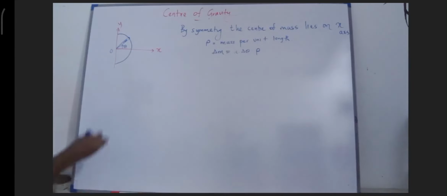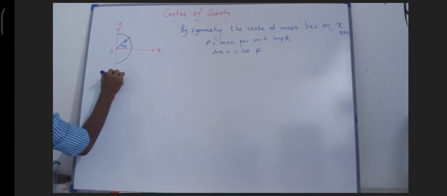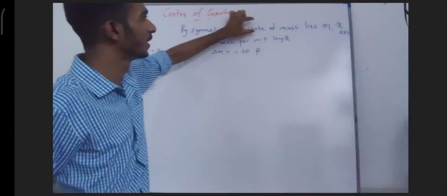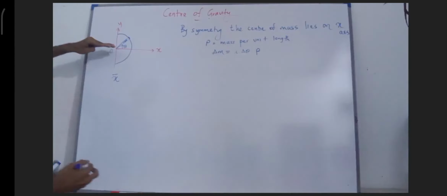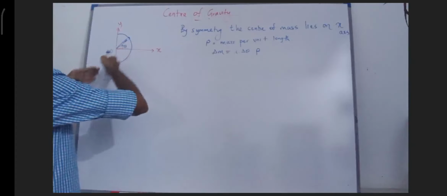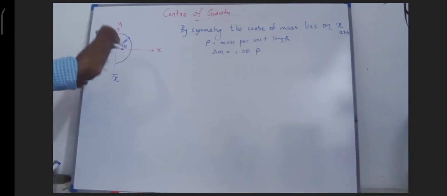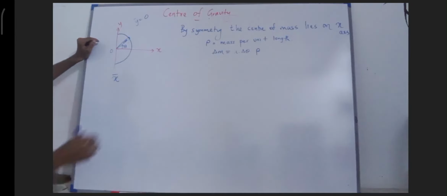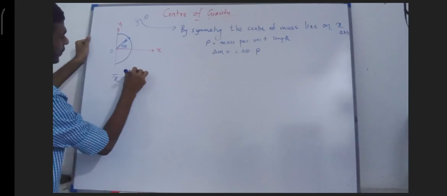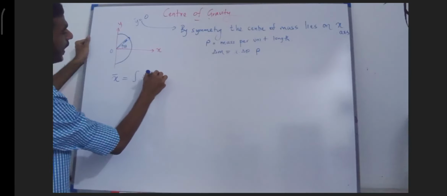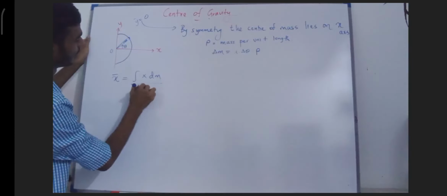After that, what I have to write is x bar. By symmetry, the center of mass lies on the x-axis, so here it will lie on this x-axis. Along the y-axis it is symmetric, so the y bar, the y component, will be 0. That's what it means. Now x bar is equal to integration of x into dm divided by integration of dm.